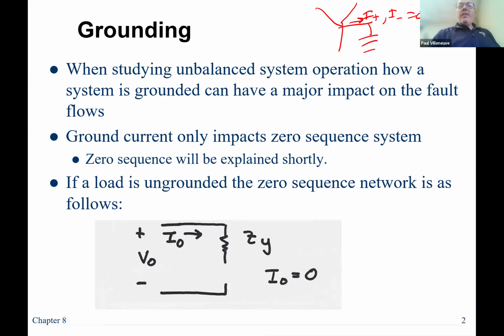So the current going through here, why isn't that writing? Oops, what's going on?